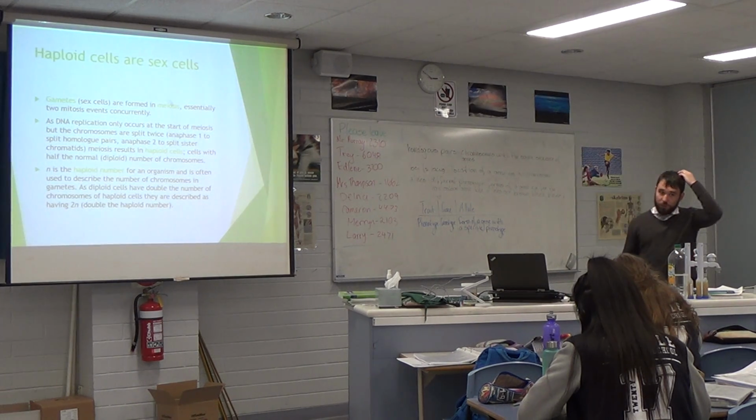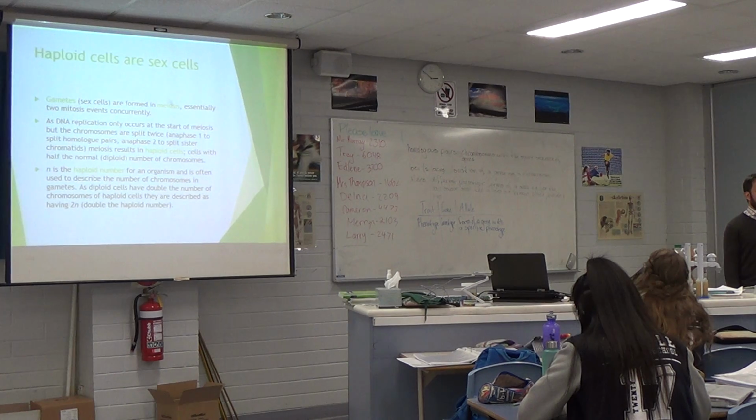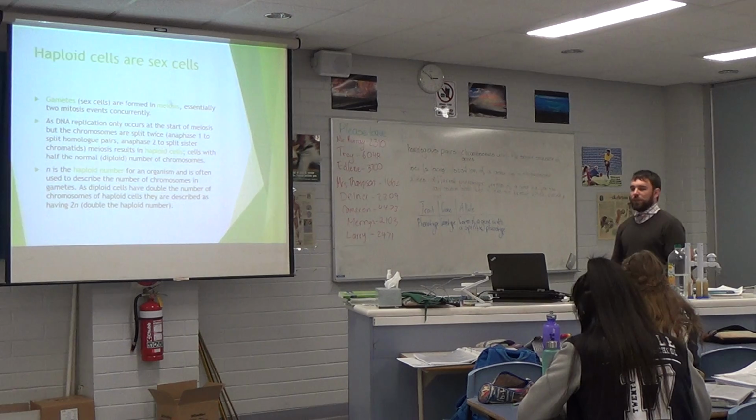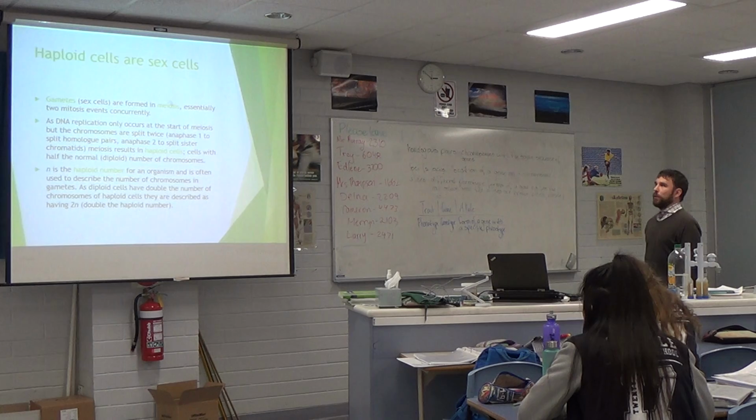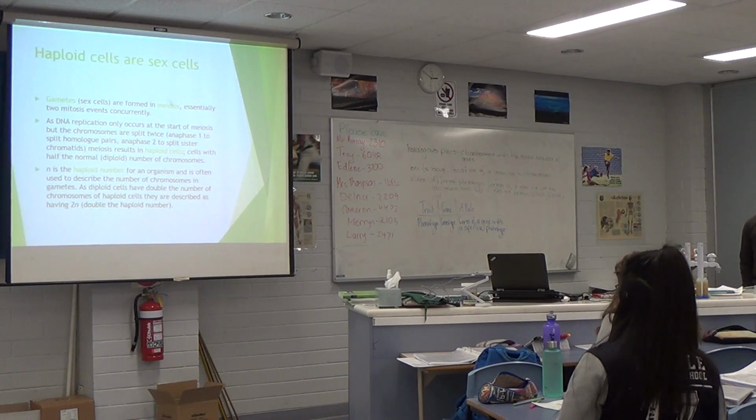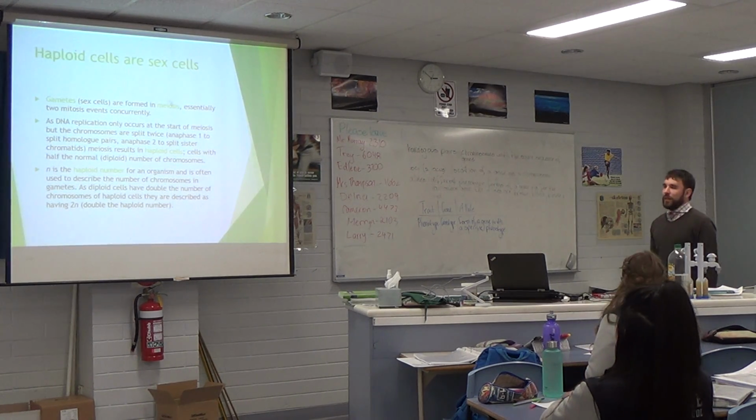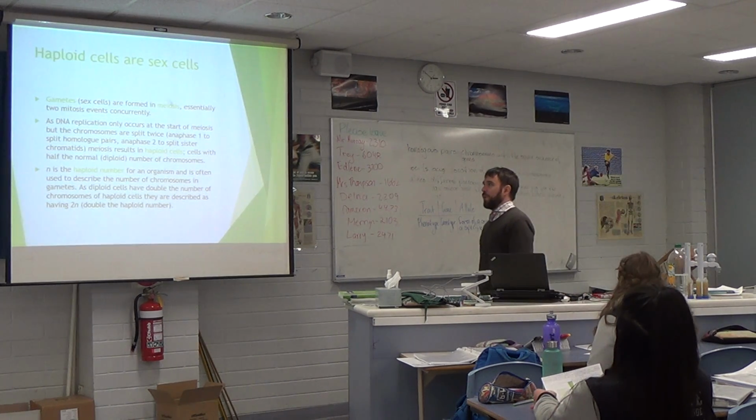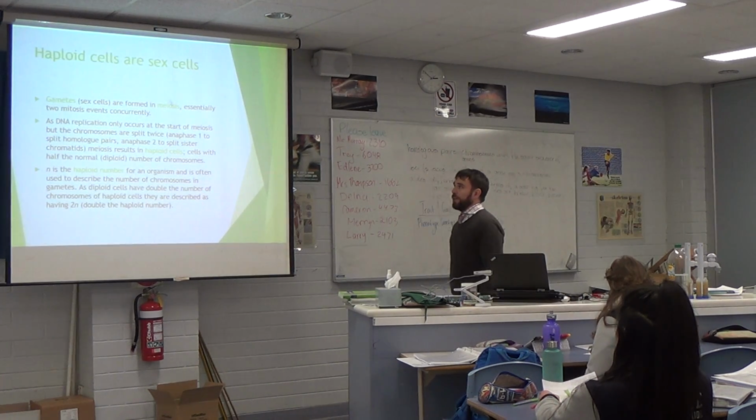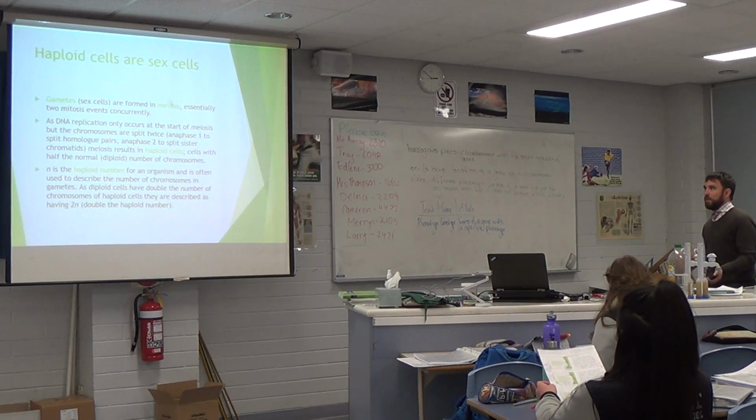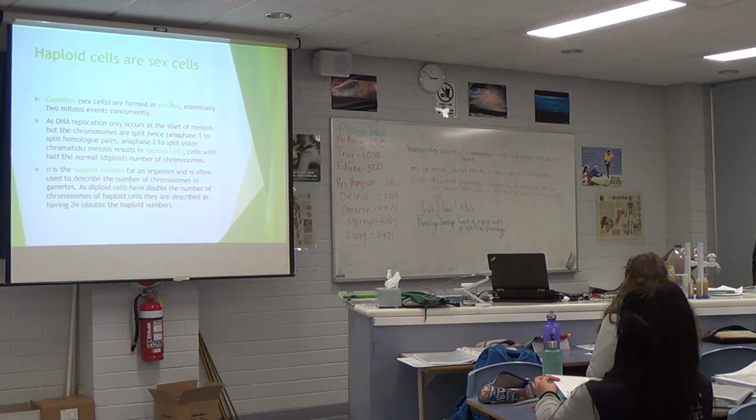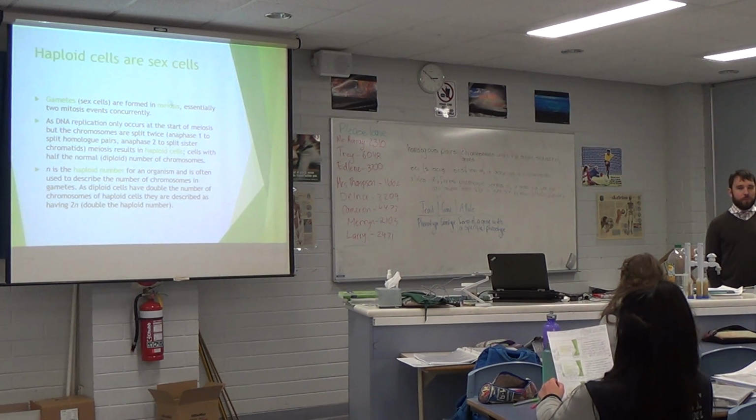We then come to diploid cells, where we have both copies, both homologs, of each chromosome. In haploid cells, sex cells in us, gametes, formed in meiosis, essentially just two mitotic events occurring concurrently. As DNA replication only occurs at the start of meiosis, where the chromosomes are split twice, anaphase 1 to split homolog pairs, anaphase 2 to split sister chromatids, meiosis results in haploid cells. Cells with half the diploid number of chromosomes.